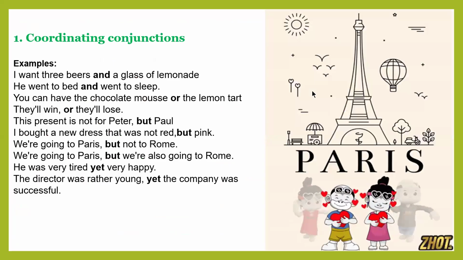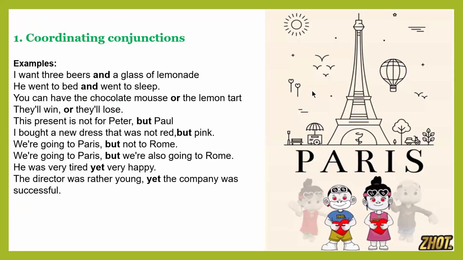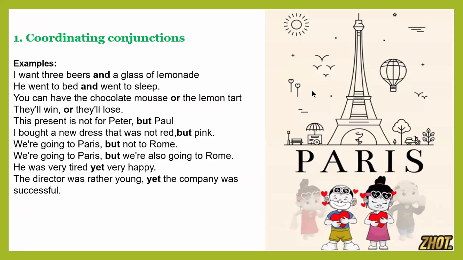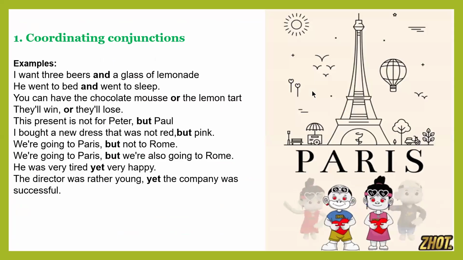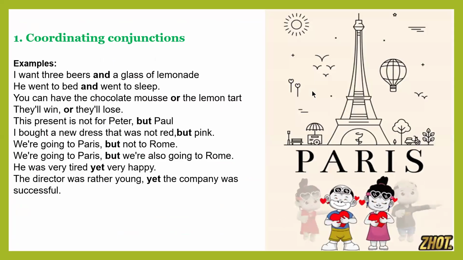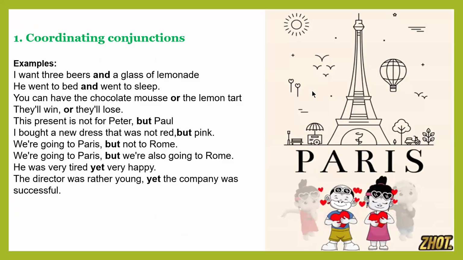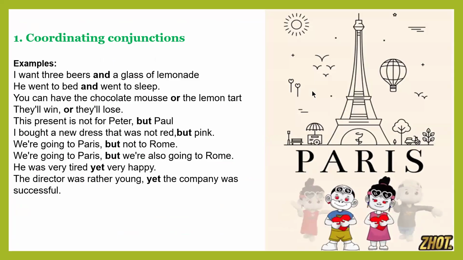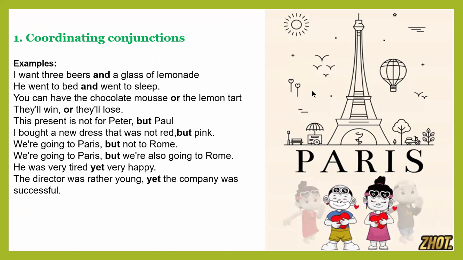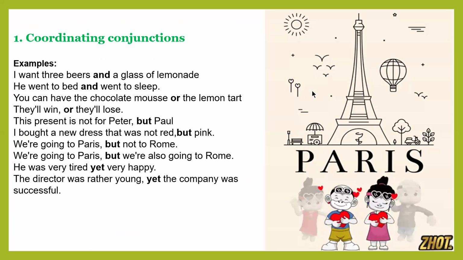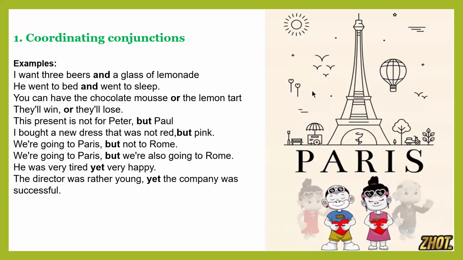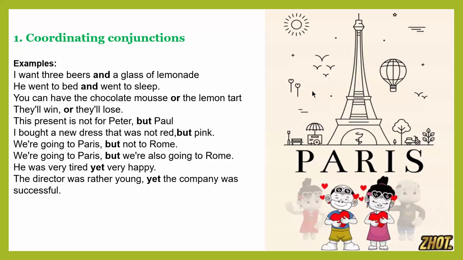Coordinating conjunction examples: I want three beers and a glass of lemonade. We went to bed and went to sleep. You can have the chocolate mousse or the lemon tart. They will win or they will lose. This present is not for Peter but Paul. I bought a new dress that was not red but pink. We are going to Paris but not to Rome. We are going to Paris but we are going to Rome. He was very tired yet very happy. The doctor was rather young, yet the company was successful.